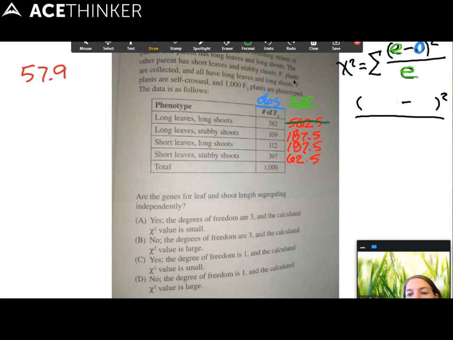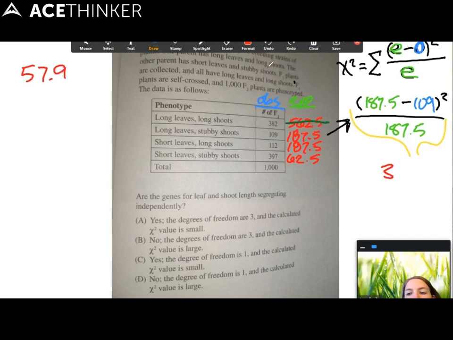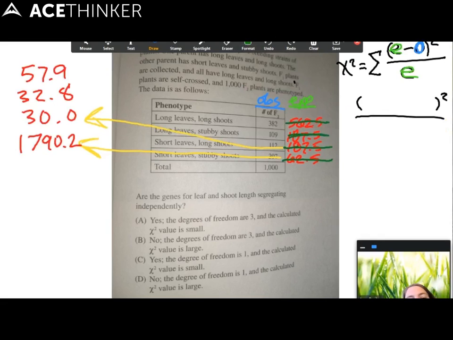Okay, so I've done this one. What's next? Plug this one in. So we have our expected at 187.5. You can go ahead and our observed at 109. And that equals 32.8. All right, do the same with these others yourself. And you get these values, then you are going to add them all up and they sum to this number right here, which is chi-square.